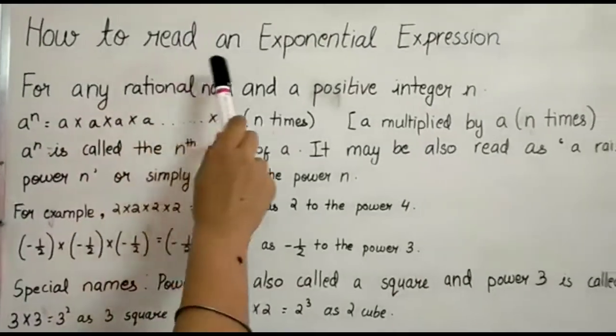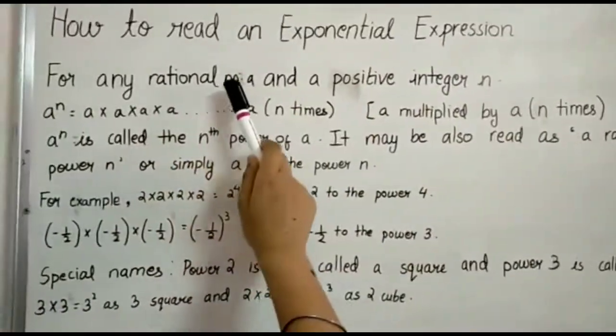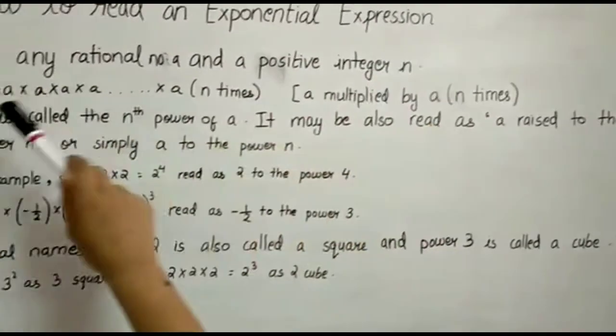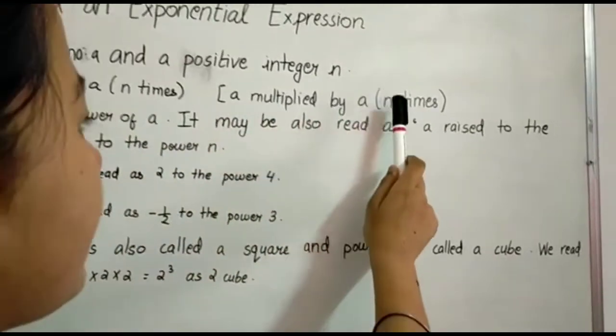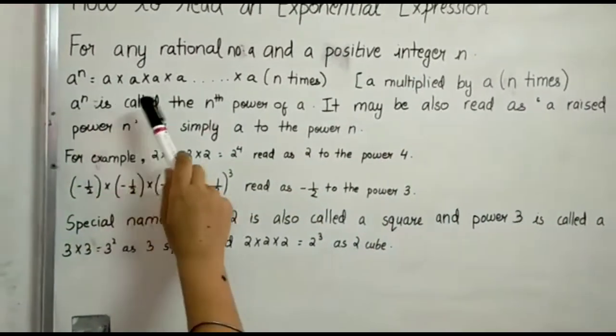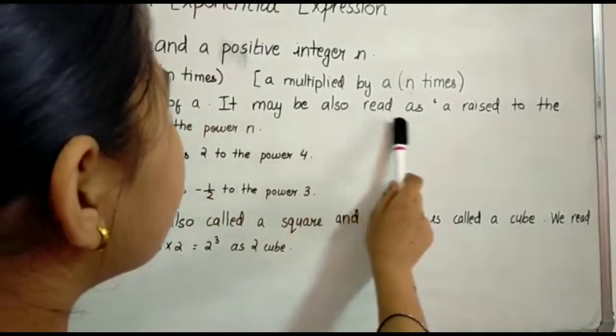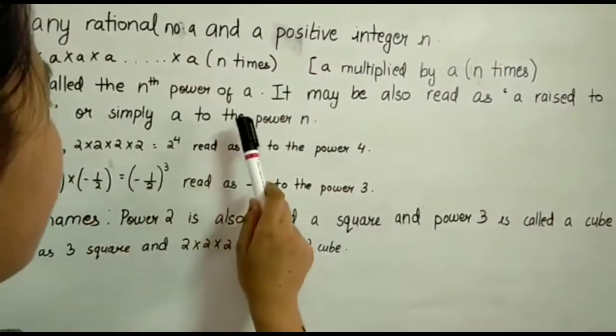Let us know how to read an exponential expression. For any rational number a and a positive integer n, a to the power n equals a into a into a into a and so on, a multiplied n times. a to the power n is called the nth power of a. It may also be read as a raised to the power n or simply a to the power n.